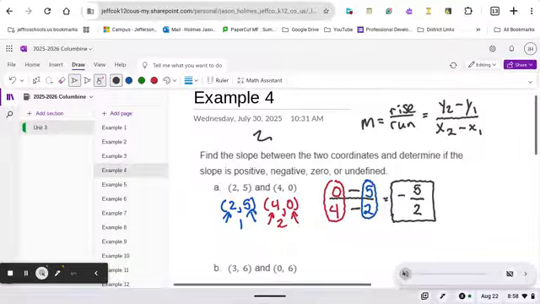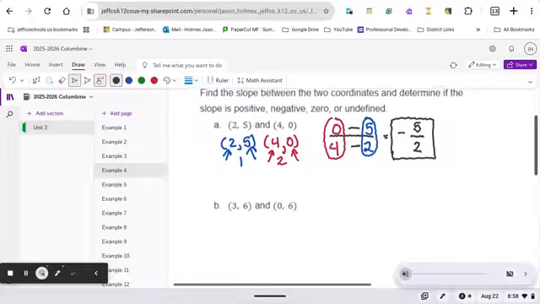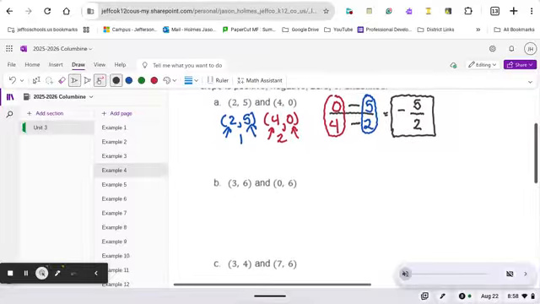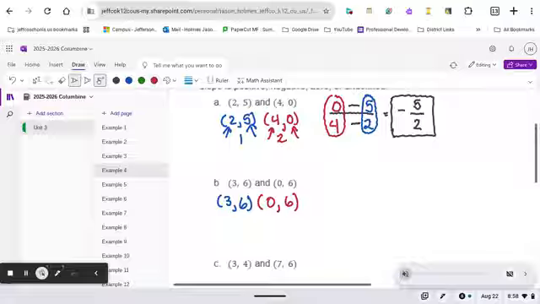Okay? And again, I'm hoping that you'll pause the video and try the other two out on your own. I'll give you a brief second to pause the video and then start it up when you're ready. Okay, so we're going to do (3, 6) and (0, 6). We're going to jump right into it.